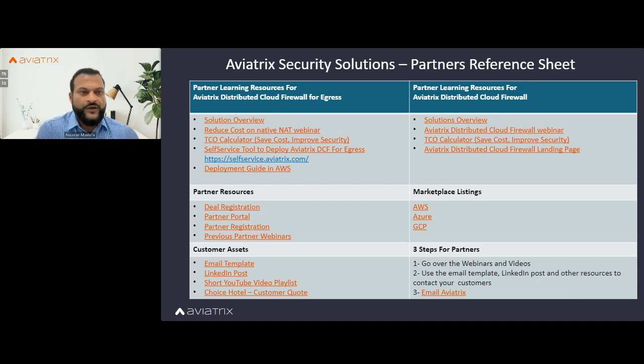I already covered it: deal registration, partner portal, partner registration, and links to the previous partner webinar. These are three marketplace listings, AWS, Azure, GCP, which allow you to launch Aviatrix software from the marketplace. We also have some customer assets, like an email template in case you want to send it to your customers. There's a LinkedIn post from Aviatrix that you can also share. There's a short YouTube playlist, which will also embed some of the videos that are in progress.